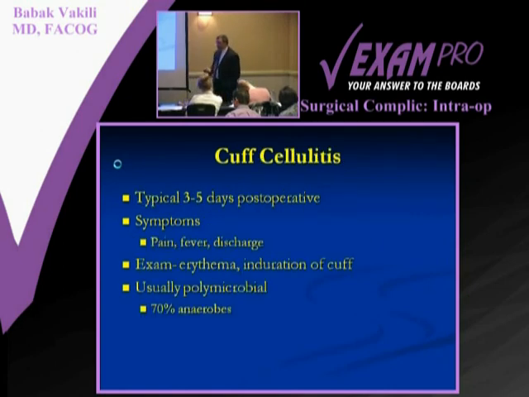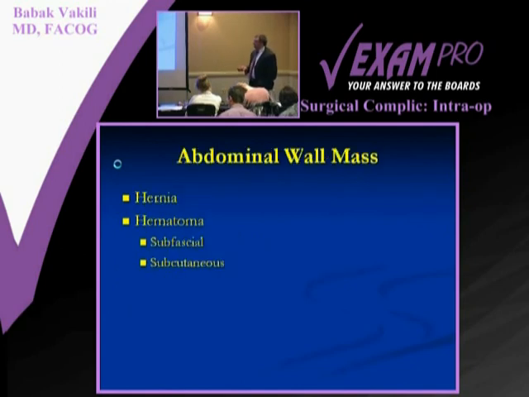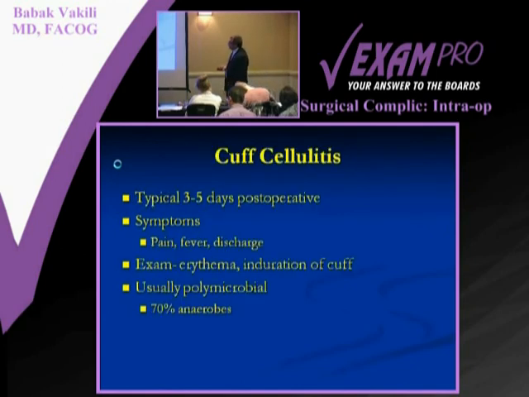Cuff cellulitis. They present with kind of a redness to the vaginal cuff, inflammation, fever, a little bit of pain, but you don't actually feel a mass, and a mass would be an abscess. Pain, fever, discharge, etc. Usually it's polymicrobial. No one organism you treat. 70% of the time it's anaerobes. Typically use some kind of broad spectrum antibiotic to treat this, and there's no right answer for antibiotics. They won't ask you what antibiotic to choose.